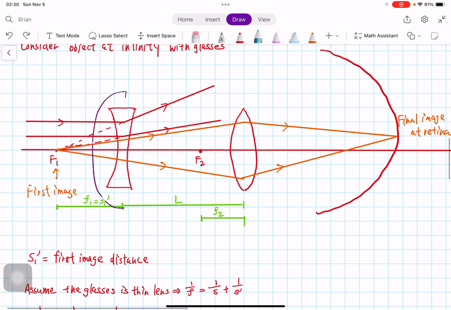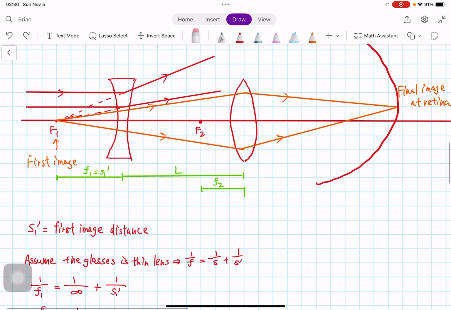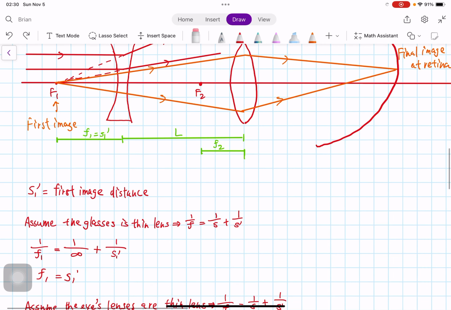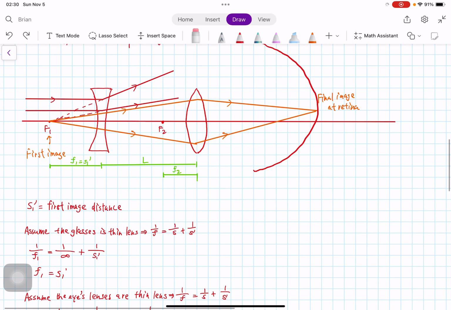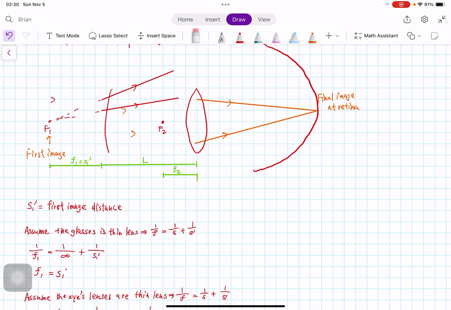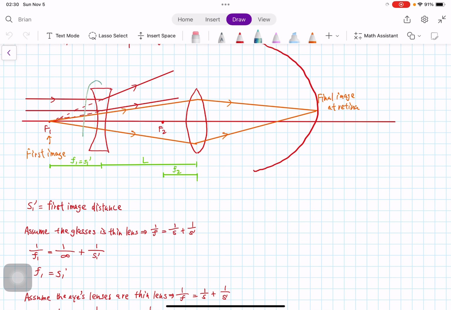we have two surfaces. We have two lenses. So that means there are two image formations. So we have to look at both image formations. We could look at the first image formation first. So we're looking at this diverging lens.